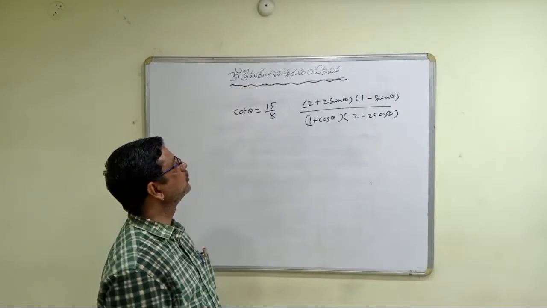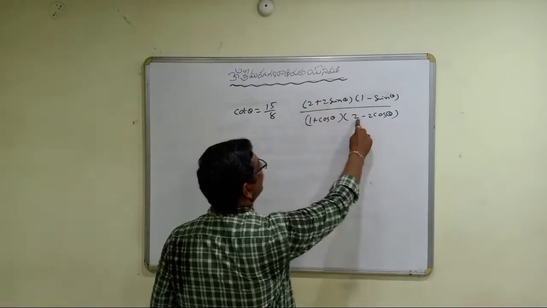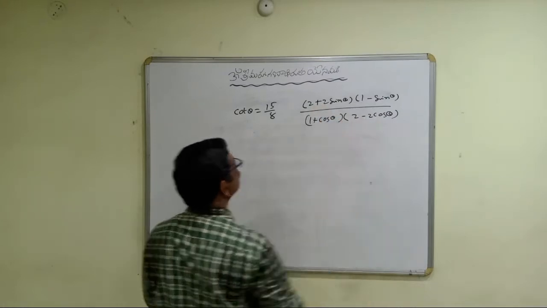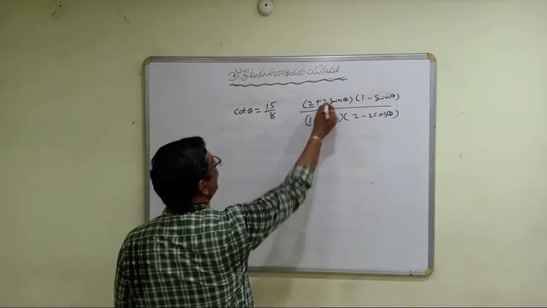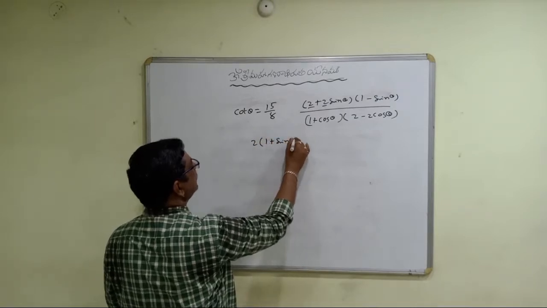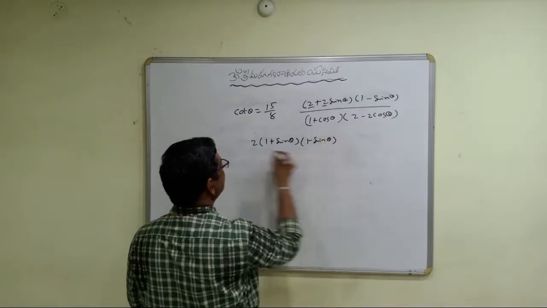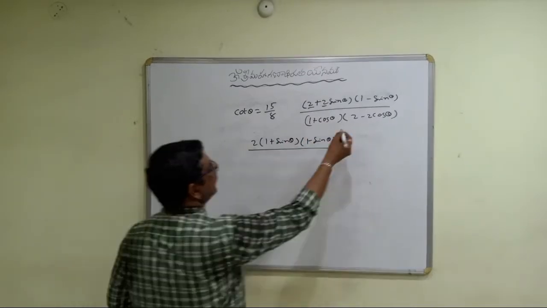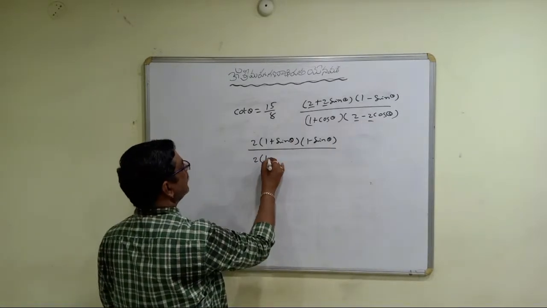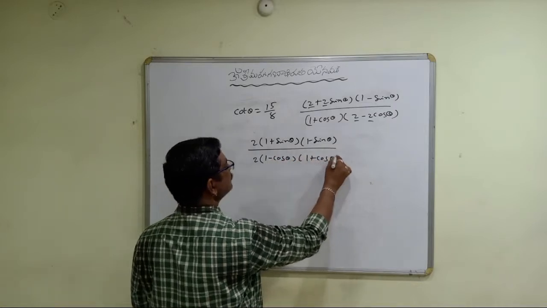Okay? So what to do? If you observe here, I can take 2 common here and here also. If I take 2 common from here, what is remaining? 1 plus sin theta, and 1 minus sin theta by, and here also if I take 2 common, what is remaining? 1 minus cos theta into 1 plus cos theta.